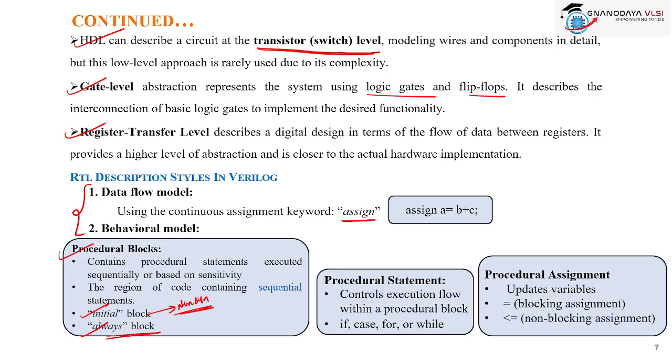For RTL code, we write in the always block, but in test benches we write in the initial block. There are also procedural statements in behavioral modeling: if, case, for, or while. You already studied these in C language. There are also blocking and non-blocking assignments. Blocking assignment means when one instruction is executed, the next instruction is in a blocked state. Non-blocking means all the instructions are executed in parallel.